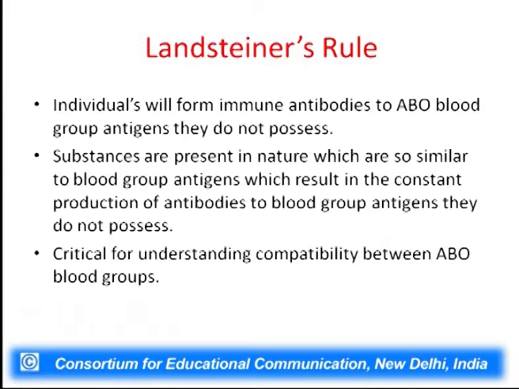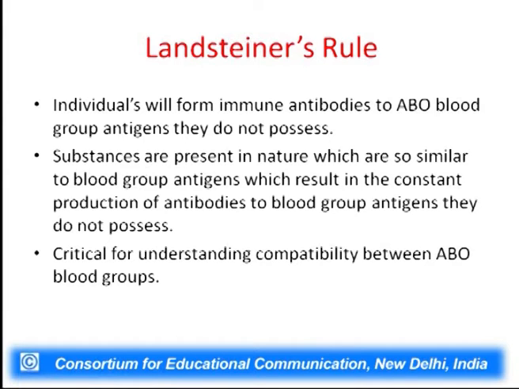What rule did he come to? He came to these 3 basic rules: individuals will form antibodies to ABO blood group antigens they do not possess. Substances are present in nature which are so similar to blood group antigens that they result in constant production of antibodies to blood group antigens which they do not possess. Very interesting. The third observation was critical for understanding compatibility between ABO blood groups.